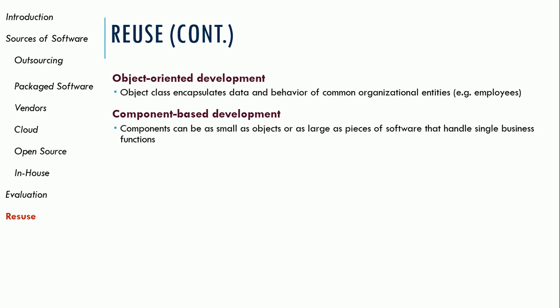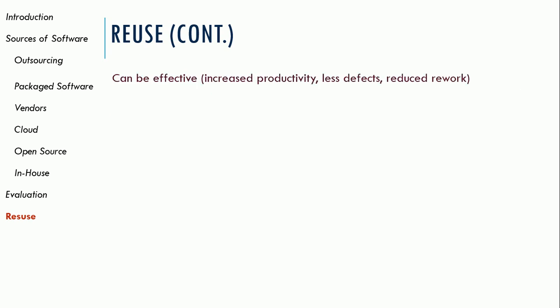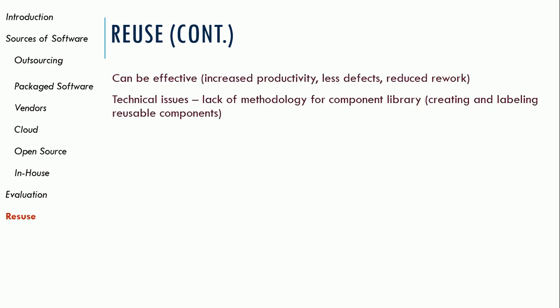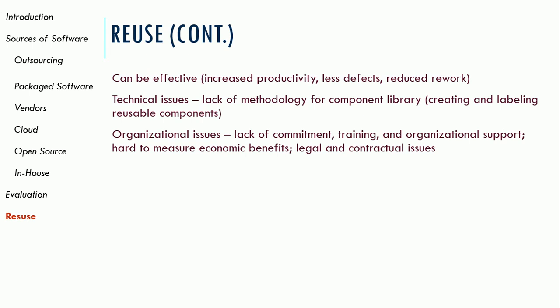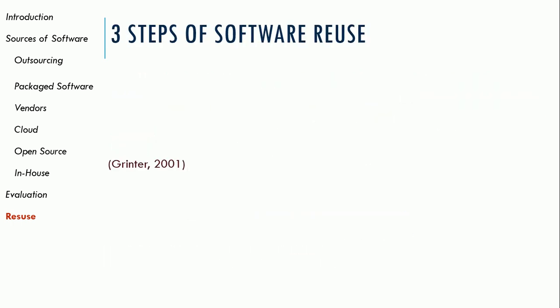In object-oriented development, you use these classes and objects. We're going to talk about this in much more detail later on, but it lends itself well to reuse in the future. Some of the technical issues with reuse are a lack of methodology for a component library, so creating and labeling reusable components. And then there are organizational issues where it's hard to share all of these different components. You may not even know what's available from other divisions or departments or from other projects. These could be in little walled gardens that you're not even aware of. Your book talks a lot about that as well.